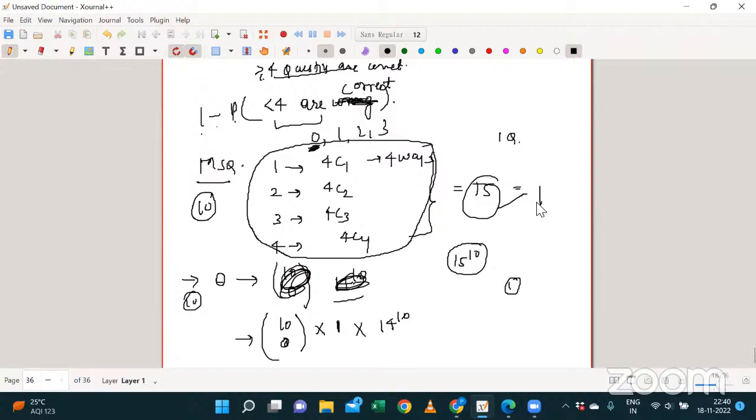For a particular question to be correct, there is only one way: if a student chooses the correct options. That is the only one way in which that question will be correct. And 14 ways the question will be wrong. Till this point, is it clear? Okay.